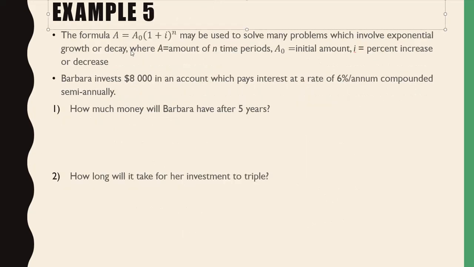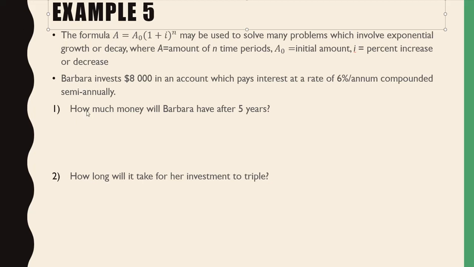All right, our last word problem and last question of the unit. The formula A equals A subscript 0 times 1 plus i to the power of n may be used to solve many problems which involve exponential growth or decay, where A is equal to the amount at n time periods, A0 is equal to the initial amount, and i is the percent increase or decrease. So Barbara invests $8,000 in an account which pays interest at a rate of 6% per annum compounded semi-annually. So how much money will Barbara have after 5 years?